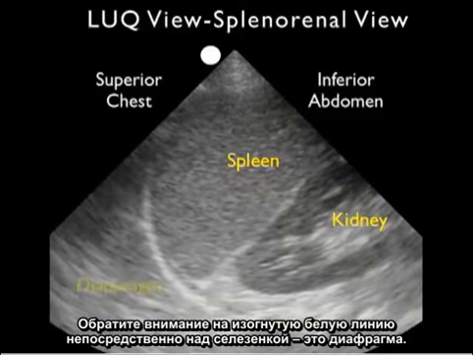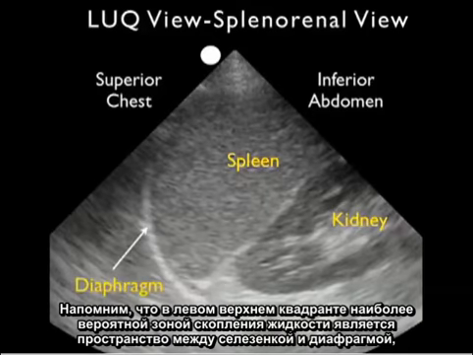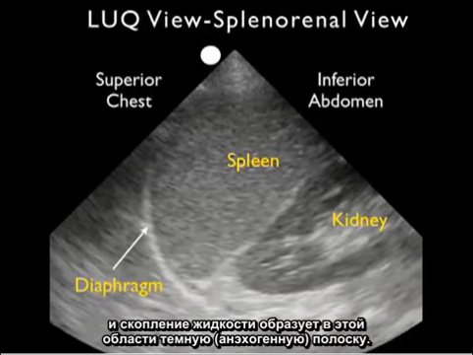Notice the curving white line just above the spleen, which is the diaphragm. Recall that in the left upper quadrant, fluid will accumulate preferentially in between the spleen and the diaphragm and will be a dark or anechoic stripe positioned there.